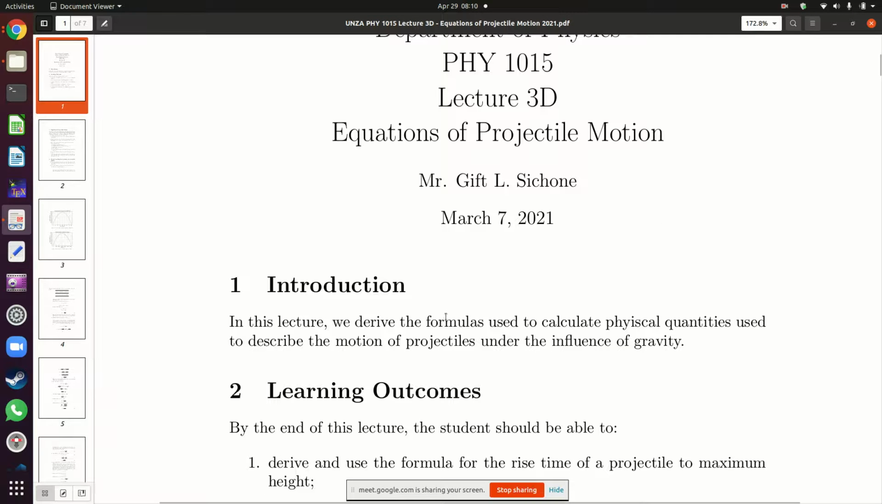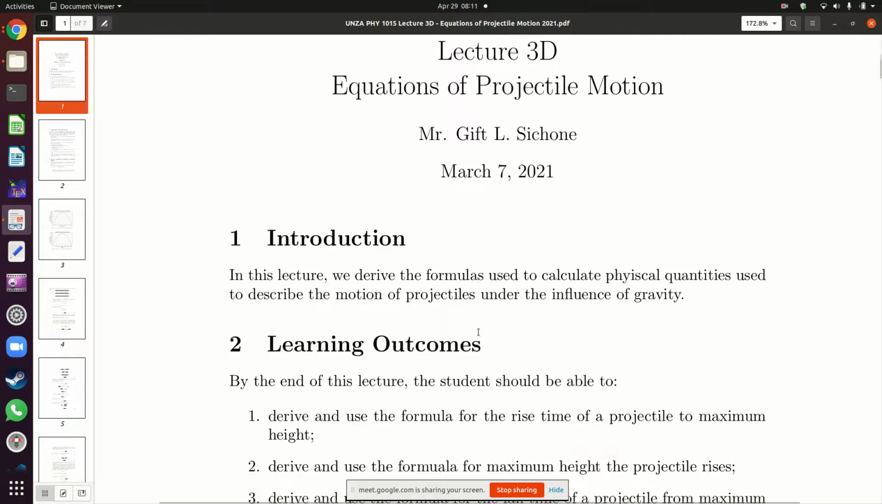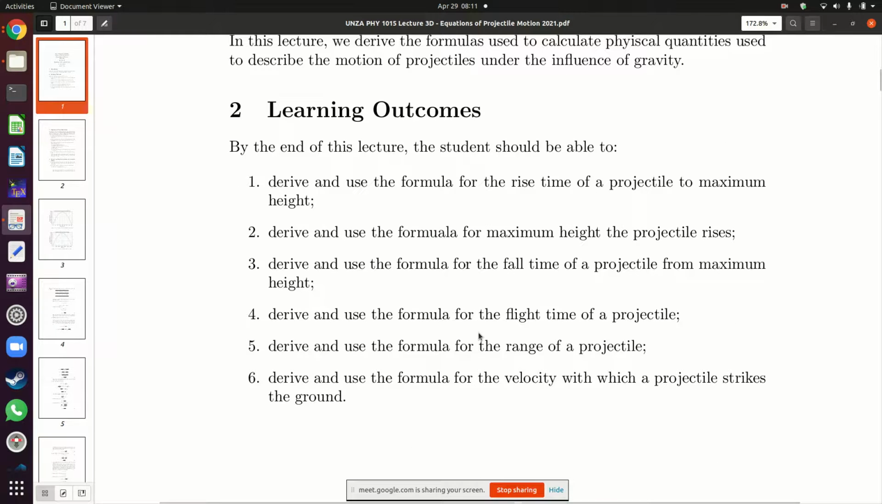So there were a couple of things we were interested in. For example, we were interested in how much time it takes the projectile to rise from the ground to reach maximum height. That's a physical quantity which we called rise time. We were also interested in the maximum height which was reached by the projectile as it went up. The other thing we were also interested in was how much time the projectile would take to come down from maximum height, if the height it went up and the height it fell through were the same. That is what you call the fall time.